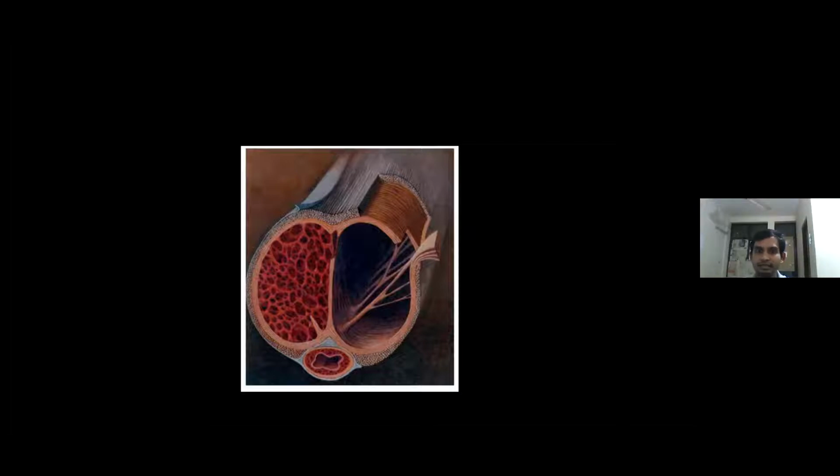Mainly the outer longitudinal layer is more in the dorsal aspect of the penis. So what happens in the etiology, the probable etiology of Peyronie's disease, they describe trauma as the cause for Peyronie's disease.